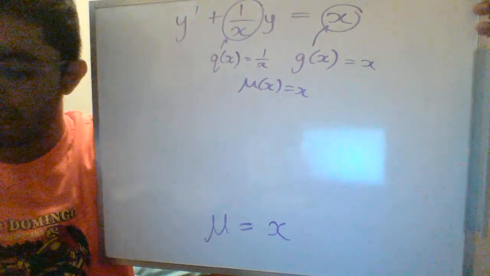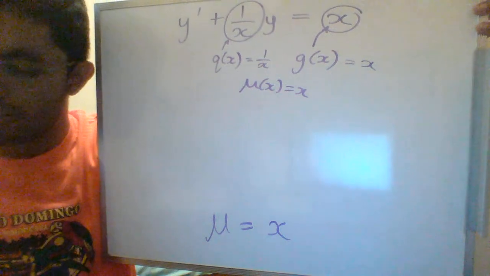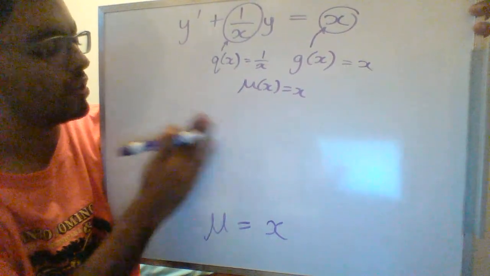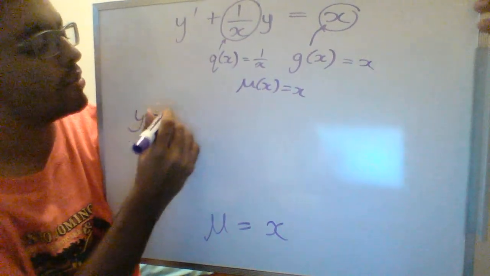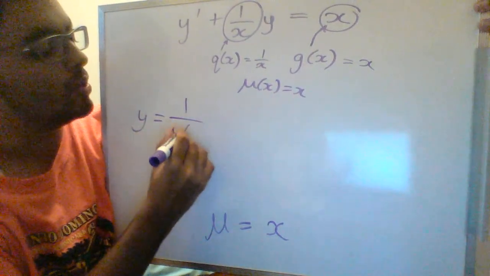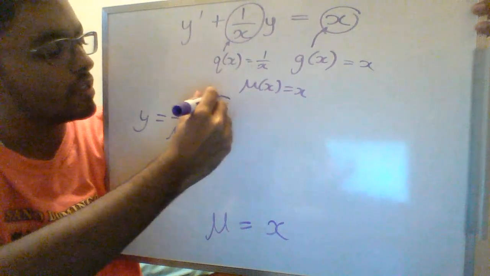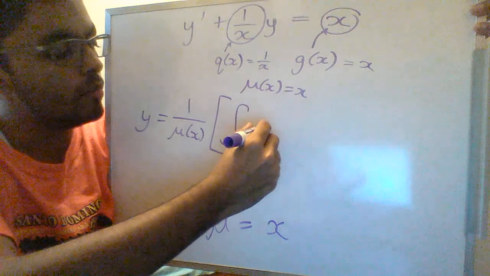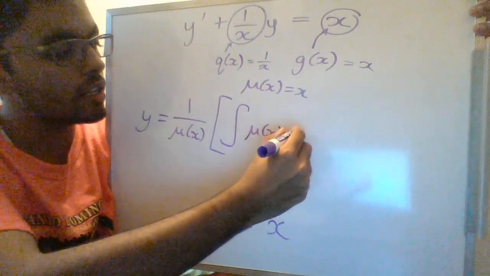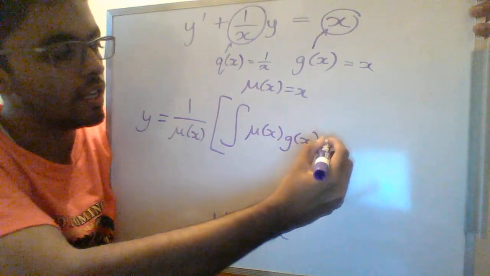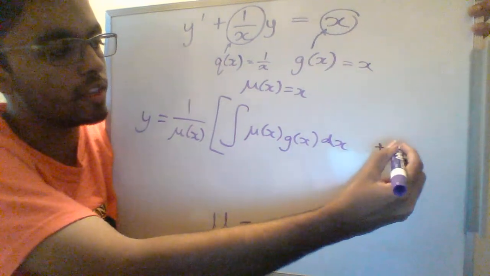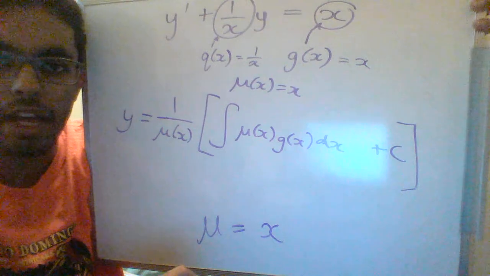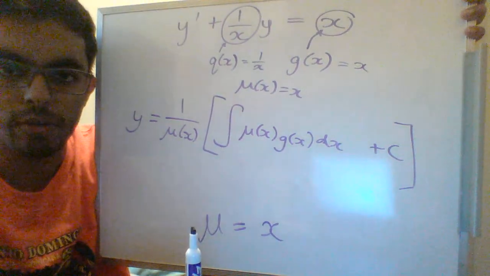Now our next step after mu, which hopefully you guys remember, but if not, that's why we're doing review. I'm going to move it over a little bit. y is equal to 1 over mu of x times the integral of mu of x, g of x, dx, and then we're throwing in the plus c so that we don't forget about it later. All right, so that's the formula that we have to work with now.